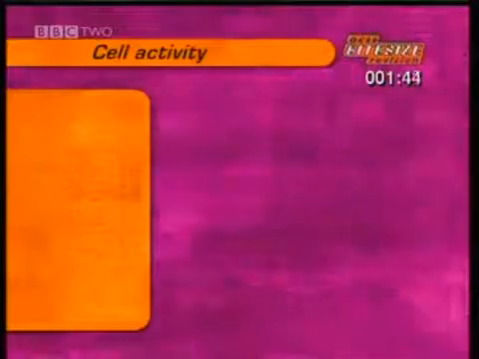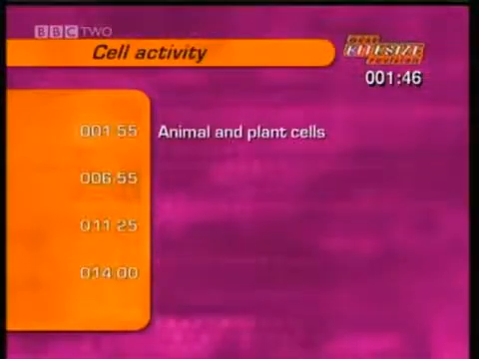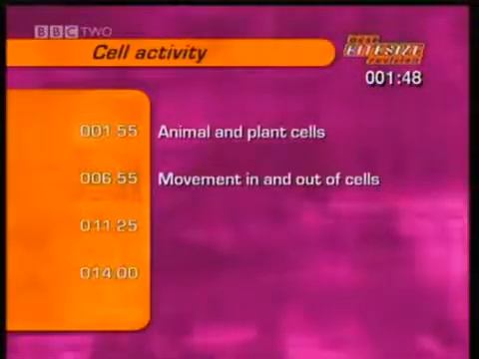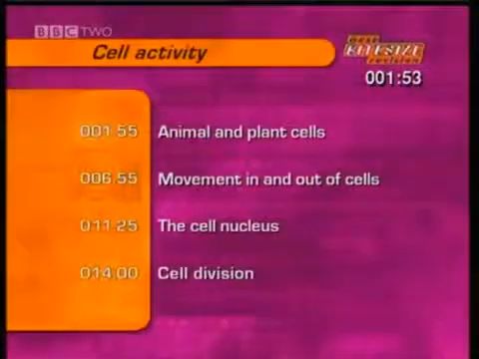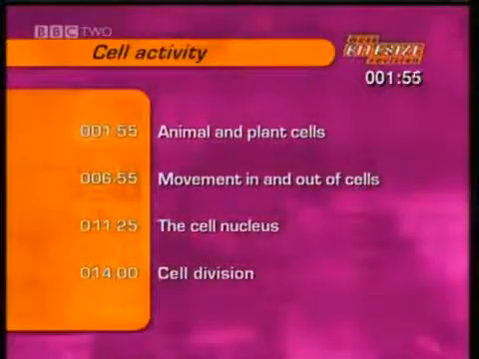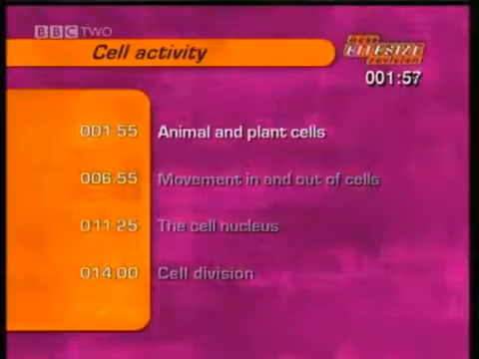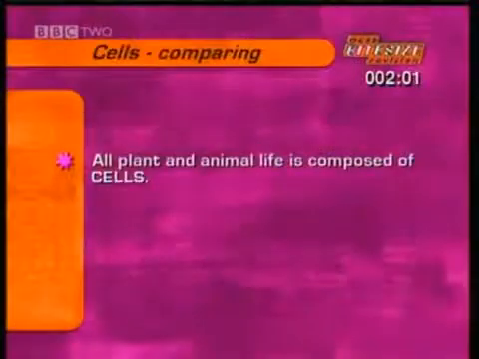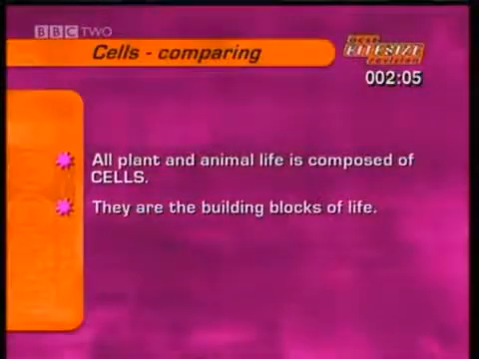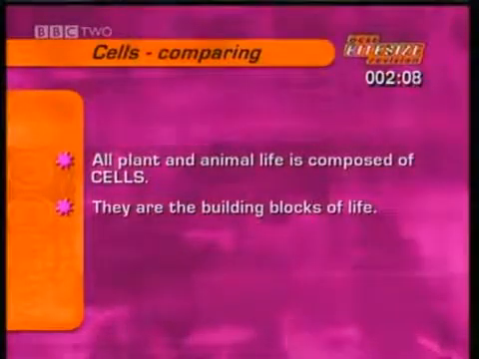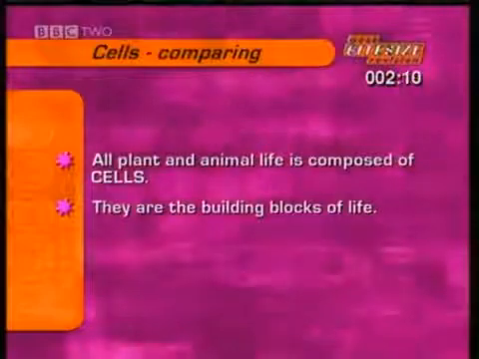This section on cell activity covers animal and plant cells, movement in and out of cells, the cell nucleus, and cell division. First, let's compare animal and plant cells. All plant and animal life is composed of cells. They're the basic building blocks of life. The next clip looks at a variety of human and plant cells.